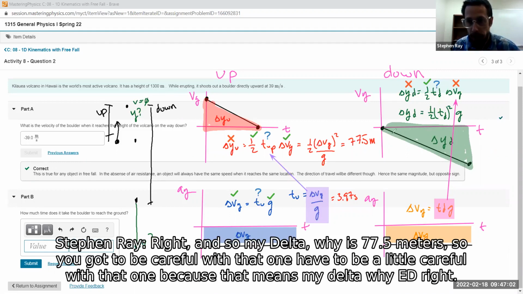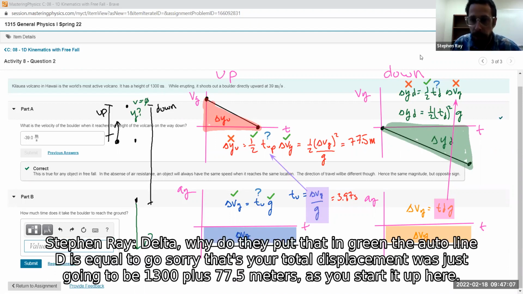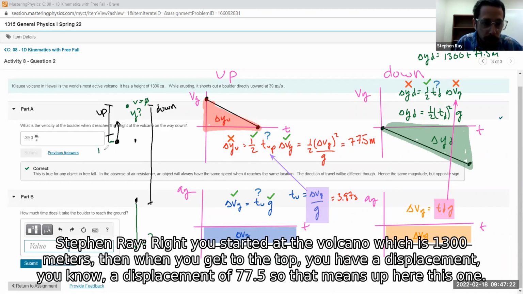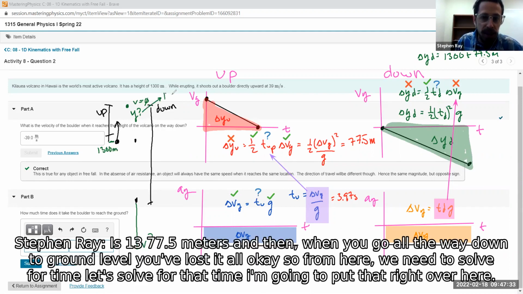So you have to be a little careful with that one, because that means my delta yd, let me put that in green. Delta yd is equal to, that's your total displacement, which is going to be 1,300 plus 77.5 meters. Because you started up here, right? You started at the volcano, which is 1,300 meters. Now, when you get up to the top, you have a displacement of 77.5. So that means up here, this y1 is 1,377.5 meters. And then when you go all the way down to ground level, you've lost it all.